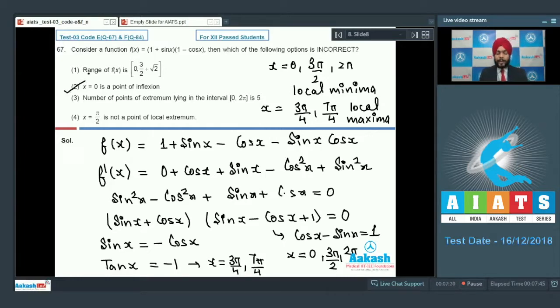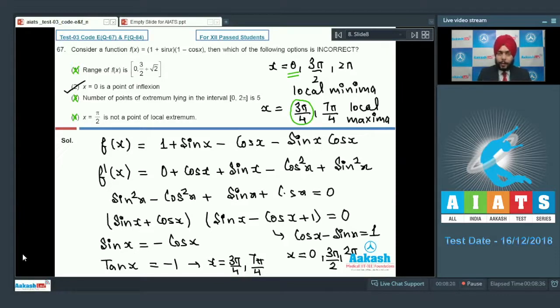Obviously, you can validate all the other options. The range of f(x): 3 pi by 4 is the point of local maxima, and x equals 0 is the point of local minima and gives you the minimum value. So the range is from 0 to 3 by 2 plus root 2, which is a correct option. That is why it will not be my answer. Number of points of extremum being 5, correct. X equal to pi by 2 is not a point of local extremum, it is true. So again, not my answer. So by simply differentiating this function and putting it equal to 0, with the knowledge of trigonometric functions, we have solved it very easily.